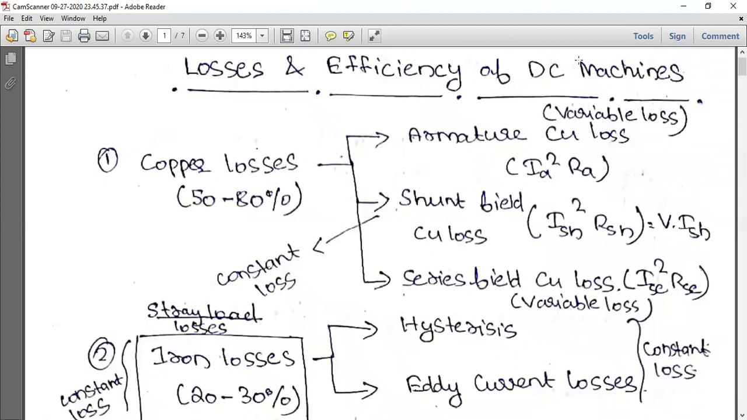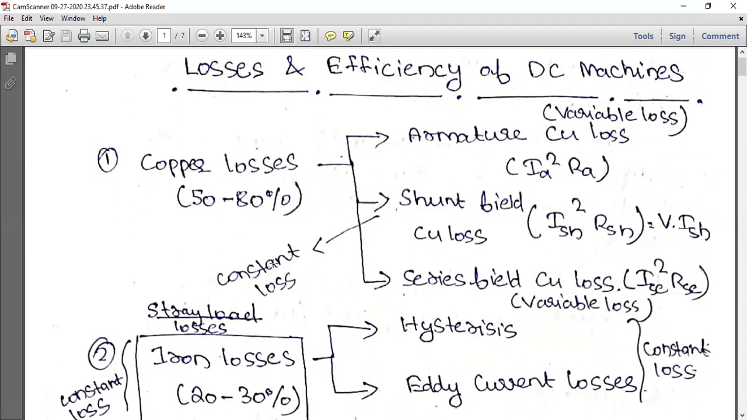And shunt field copper loss is another one. You know that the shunt current is a fixed value, so shunt field copper loss is a constant loss. It can be found by ISH square into RSH, or is equal to V into ISH. In both ways, we can calculate the shunt field copper loss.